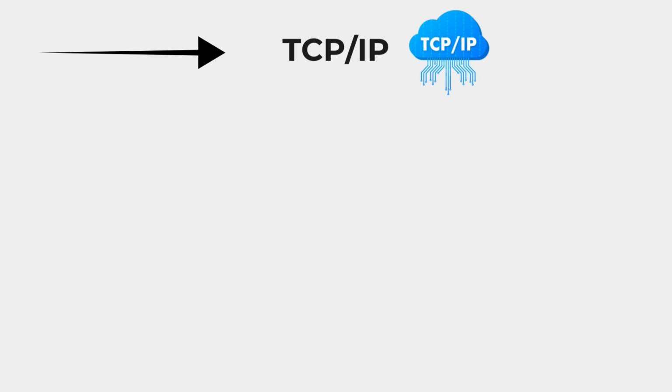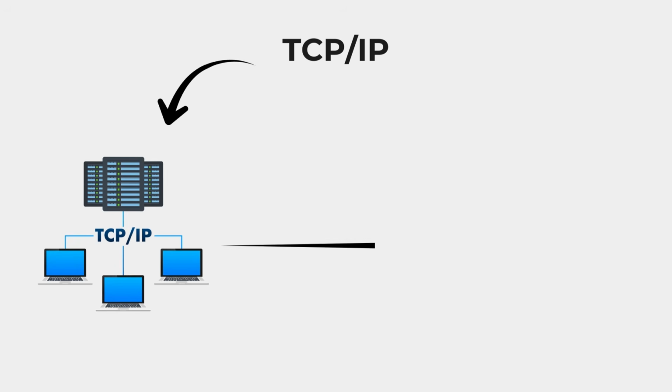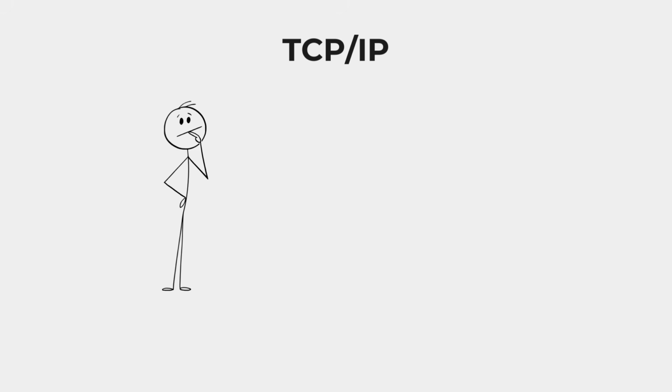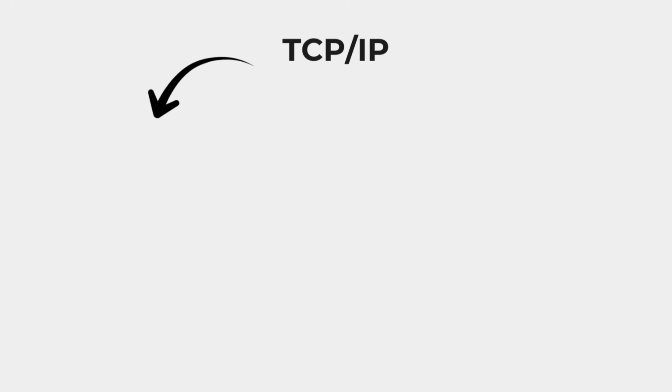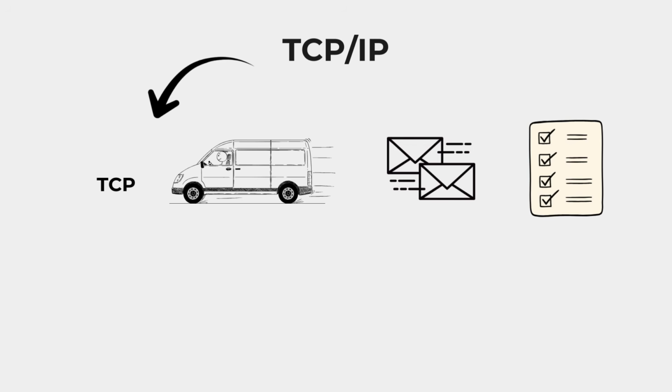Next, we have TCP/IP, the most fundamental protocol suite in existence. TCP/IP, or Transmission Control Protocol and Internet Protocol, is a foundational suite of protocols that underpins most modern networks, including the Internet itself. Think of TCP/IP as working in two layers. TCP, Transmission Control Protocol, is like a careful delivery driver. It ensures that data packets are sent and received in the correct order.